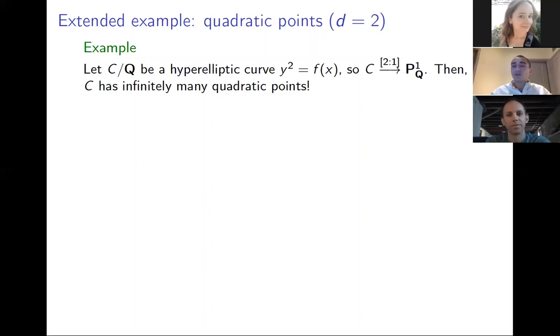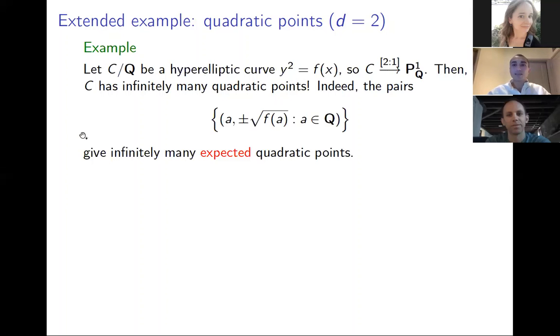You might argue that a hyperelliptic curve actually admits a 2-to-1 map to a conic, but I'm going to assume that the conic has a point, so it is a P1, so no problems there, just in case my advisor is watching. And so we have infinitely many quadratic points, and here they are. You basically take your favorite rational number, plug it into f of x, and take plus or minus the square root, and these give quadratic points. These are what we call expected quadratic points.